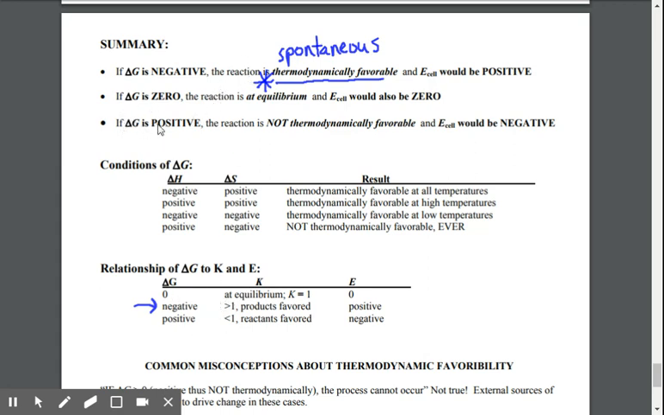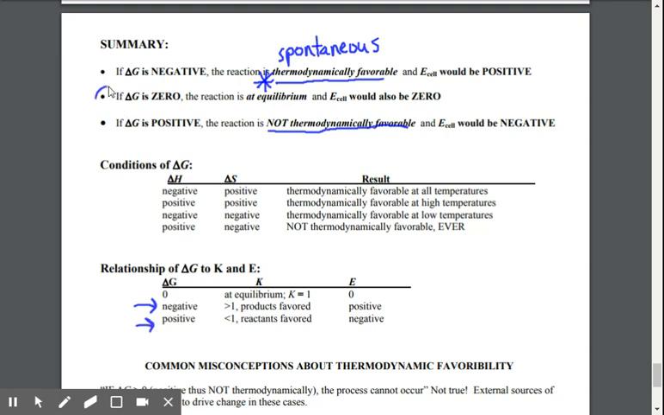I want to skip over to delta G being positive. If delta G is positive, then the reaction is not thermodynamically favorable, or we can say thermodynamically unfavorable. Either one is acceptable. In electrochem, this is where E cell would be negative. Again, we are going to focus on that in just a minute.